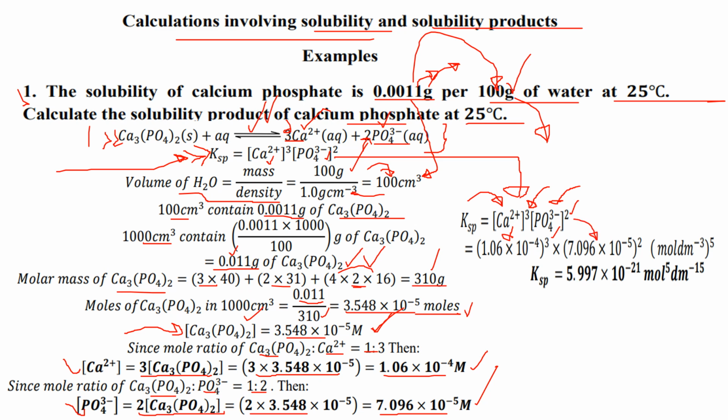Now remember that the units are the same, but here the power is going to be 3 plus 2, which is 5. That's why I put here moles per decimeter cubed to the power 5. That's how we are multiplying these values. So putting everything in the calculator, you're going to end up with your solubility product to be 5.997 × 10^-21 mol^5 dm^-15 as your SI unit.